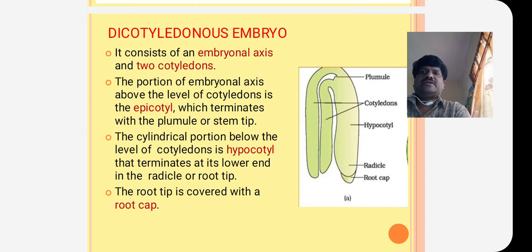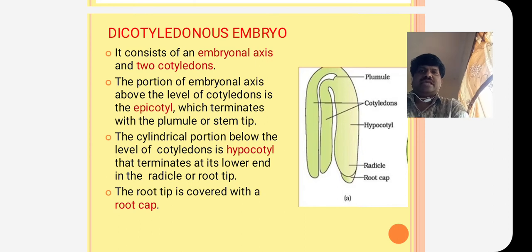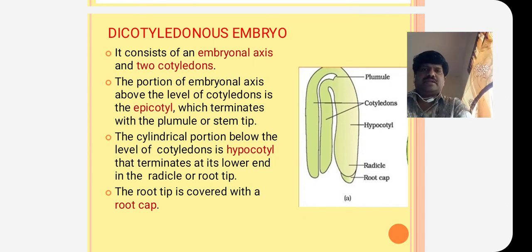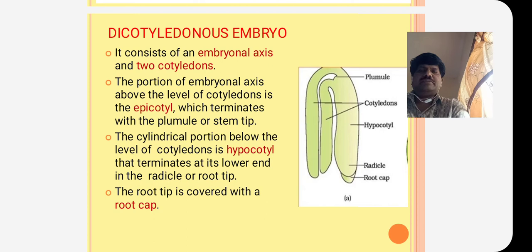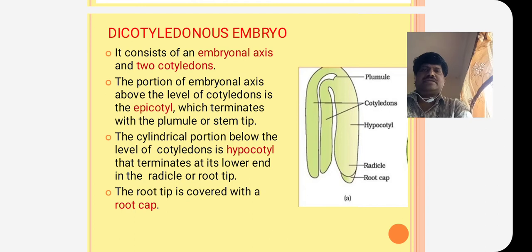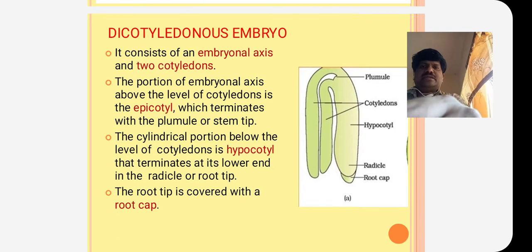In case of dicot, the dicotyledonous embryo has one embryonal axis and two cotyledons. The portion of this embryonal axis above the level of the cotyledon is called the epicotyl, and below the level of the cotyledon is called the hypocotyl. And at the lowermost part, you can see the radicle, which has the root cap.